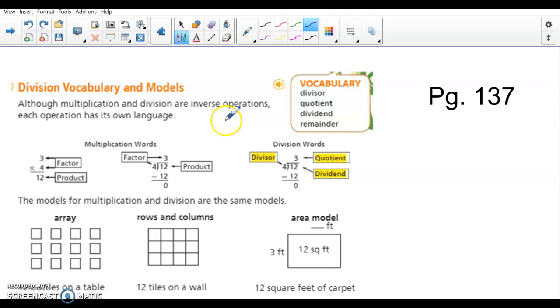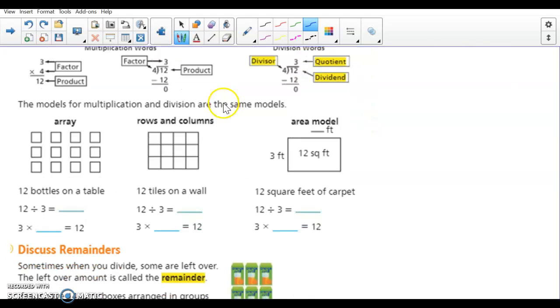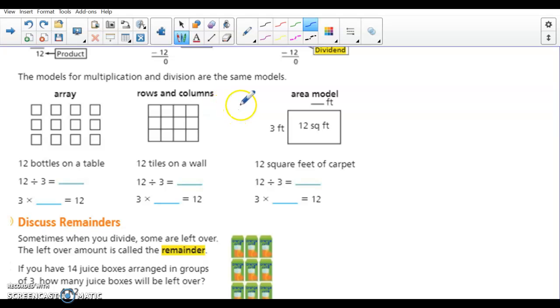We say the largest number inside, the number we start with, the whole group, is going to be the dividend. And then the divisor is the number of groups that we're trying to spread things out into. That's going to be the number on the outside, and our answer is what we call the quotient. So the product is the answer to a multiplication problem. Quotient is the answer to a division problem. There's a few different ways that you can look at it here.